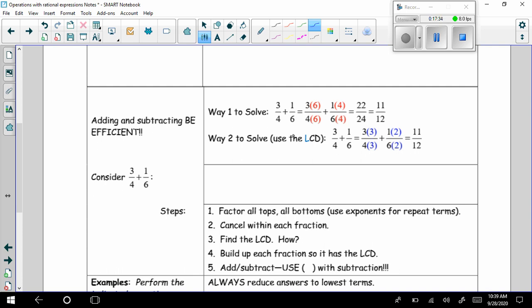So 3/4 plus 1/6. I could multiply this one by 6 and this one by 4, getting those to have a common denominator, then adding them together and reducing. However, if I recognize the fact that they both go into 12, I could use 3 and 2 and get that reduced answer right away. So way 2 is faster and thus more efficient.